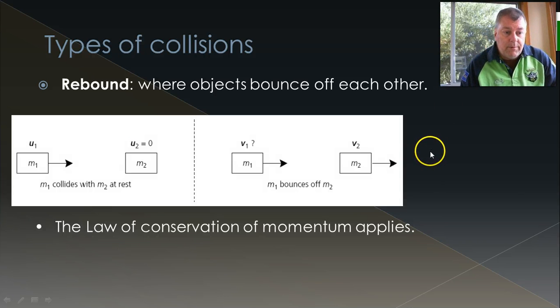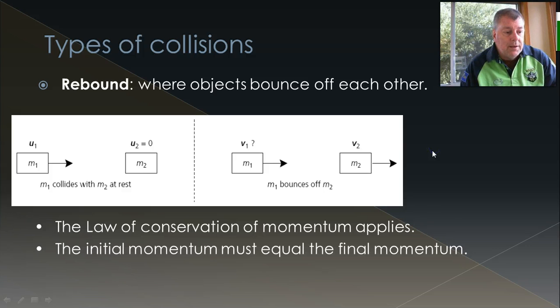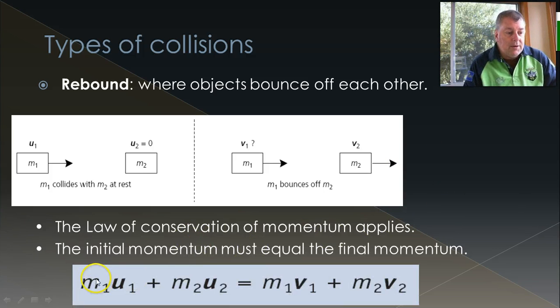And again, a before and after diagram helps. The initial momentum must equal the final momentum. Yep. And this is how we do it. Notice the nomenclature, or the way they write it, is they use subscripts to denote the different masses or the different bodies, and they use U in the initial momentums and V in the final momentums. That's a good habit to get into.